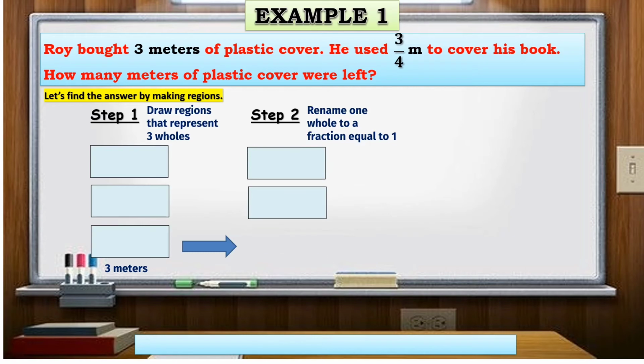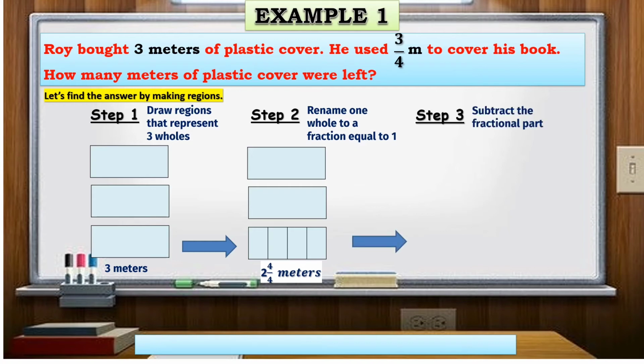As you can see, we have 3 whole rectangles and we divide the last rectangle into 4 parts, which is based on the denominator of the given fraction, which is 4. Now we have 4/4 equals 1. So now 3 is renamed into 2 and 4/4, or 2 and 4/4 meters.